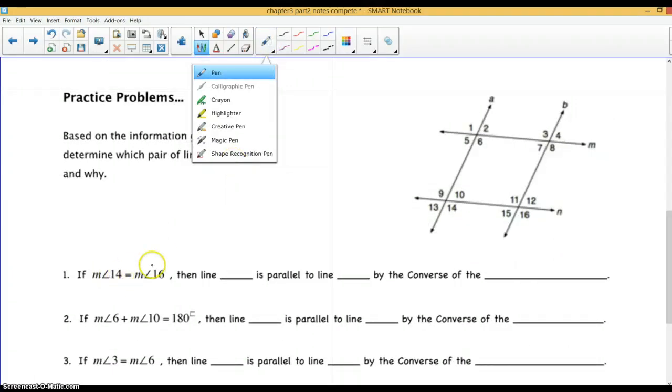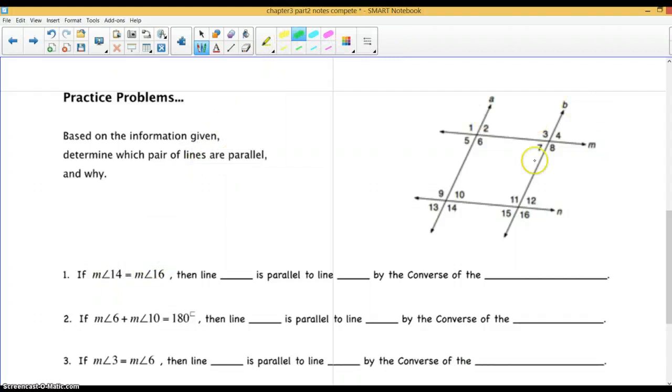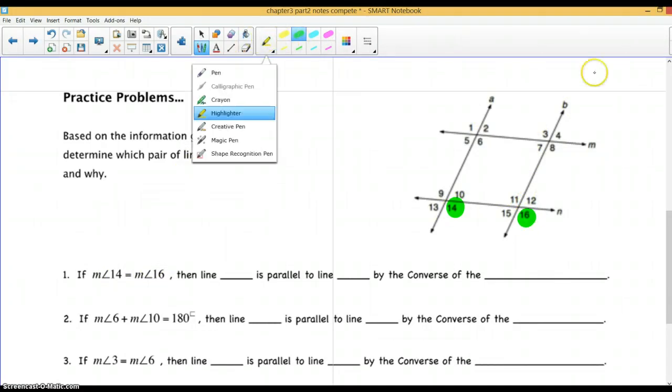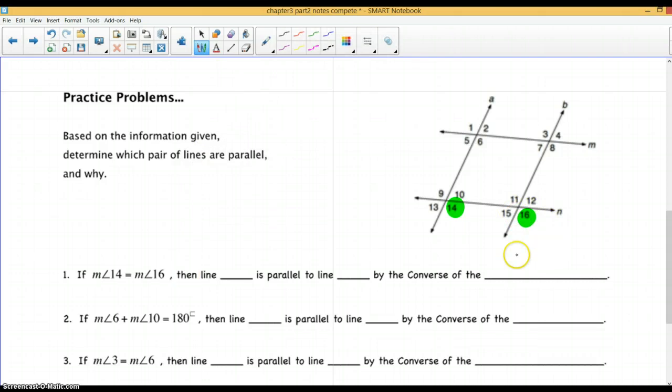We're given angle 14 and angle 16 in the picture on the side here. Both of those angles are on the same side of the transversal, so they're both to the bottom of the transversal, and they are both to the right of their lines. 14 is to the right of A, 16 is to the right of B. So that means that they are corresponding angles.